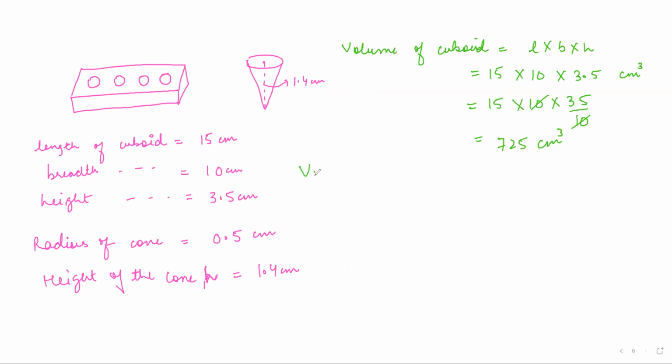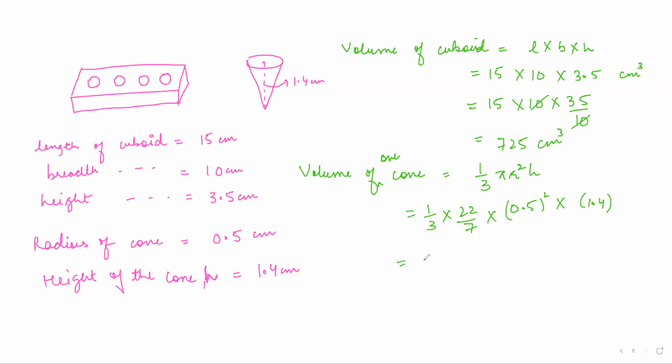So now let us find the volume of one cone. What is the formula of the volume of a cone? 1 by 3 pi r square h. Now put everything: 1 by 3 into 22 by 7 into radius 0.5, so I can write 0.5 whole square, into height 1.4.